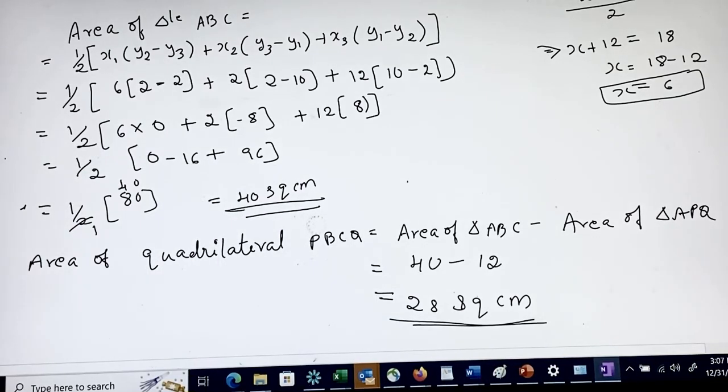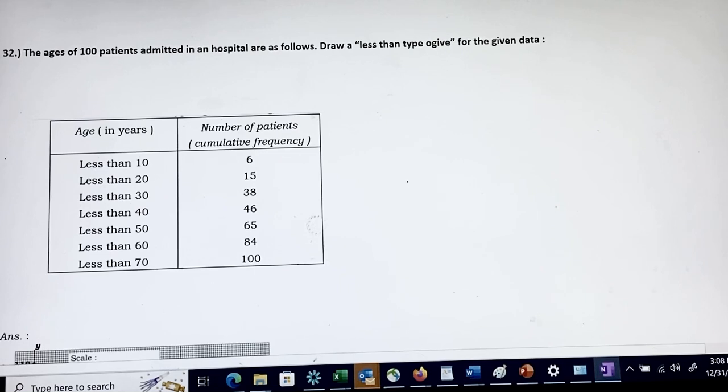Okay, this is the answer for 31st question. Okay, so now moving on to the 32nd question.